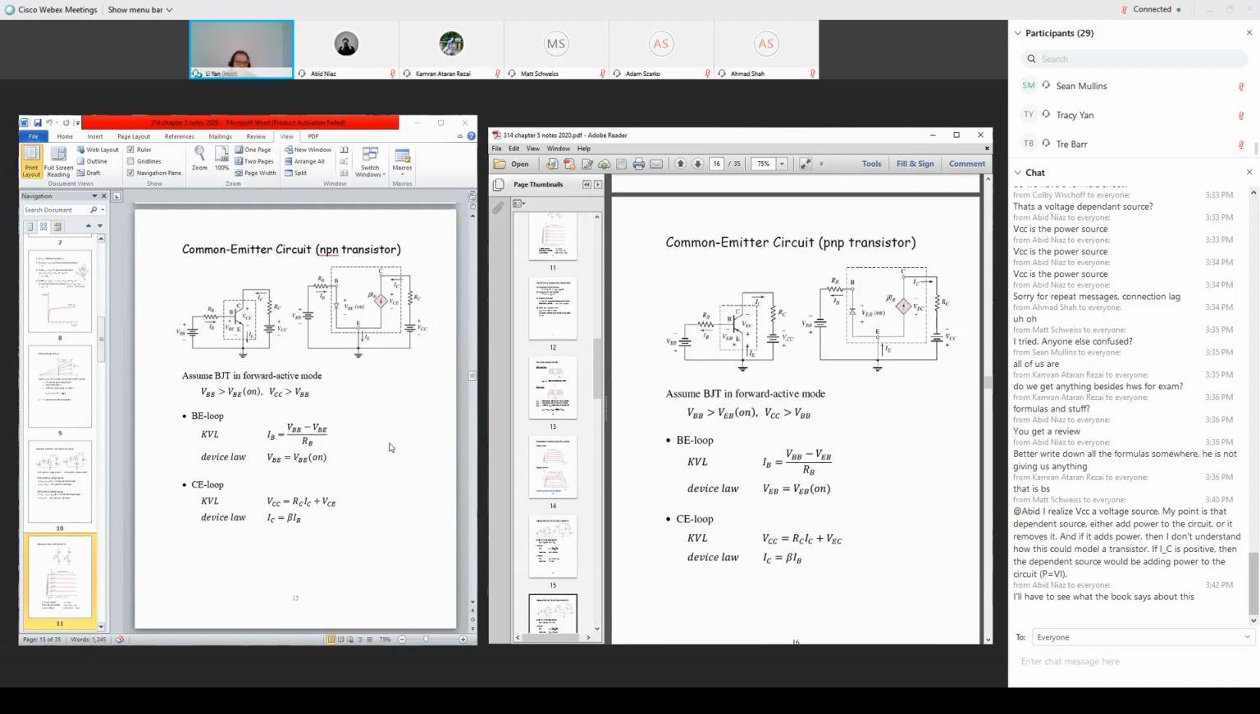Okay, you need a combination of Kirchhoff's law and device law to solve the full circuit. For Kirchhoff's law, there are two loops in each example. One loop involves the base and emitter, which I call the BE loop. Another loop involves the collector and emitter, which I call the CE loop. So I have one loop equation and another loop equation here, and derive the set of equations. Okay, we have enough equations mathematically to solve the full circuit.